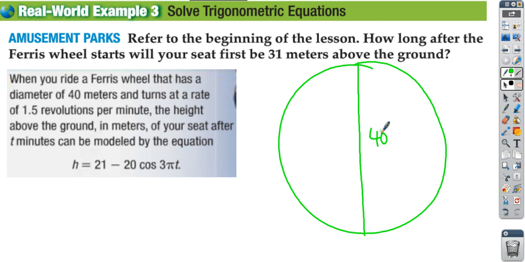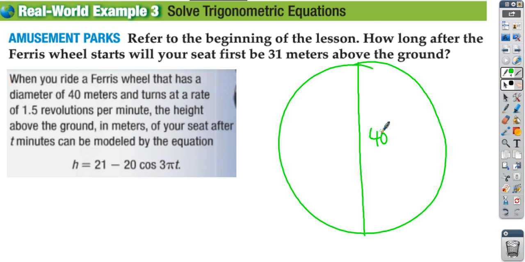It turns at a rate of 1.5 revolutions per minute. The height above the ground in meters is given, when you ride a Ferris wheel and it turns at that many revolutions per minute. So if it's 1.5 revolutions per minute, they might ask us in a sec to talk about how many seconds that is. We'll deal with that in just a sec, although possibly not. They pretty much give you the equation right there. It says the height is given by that right there.